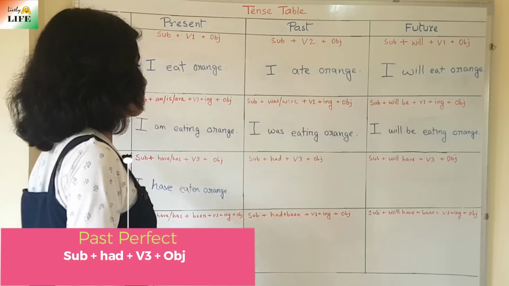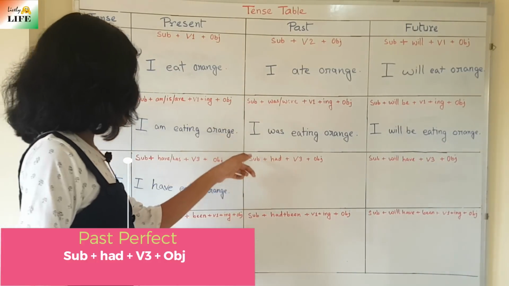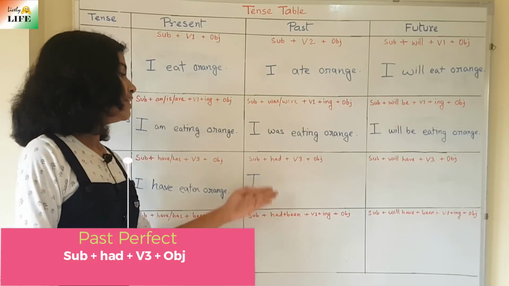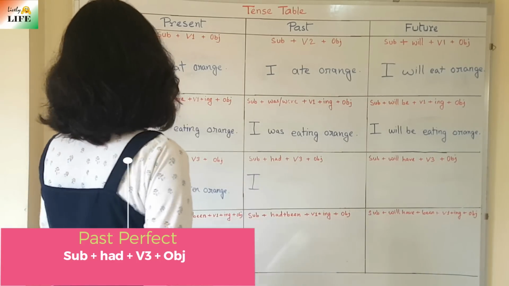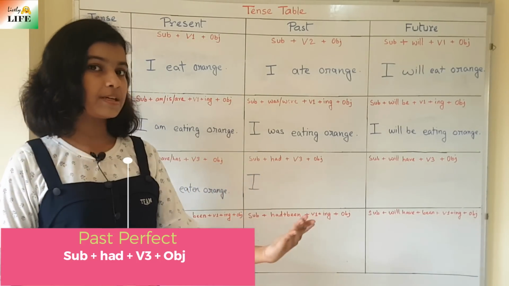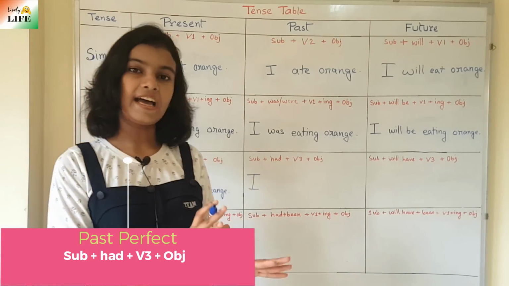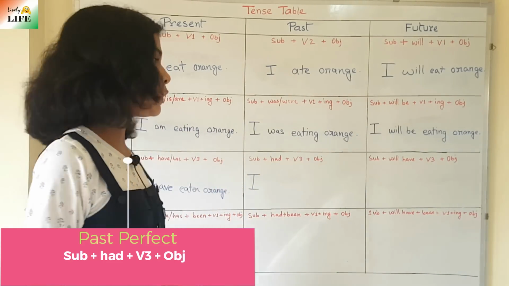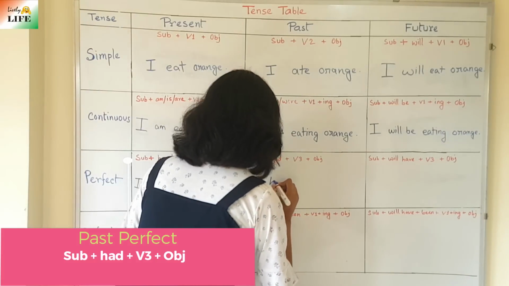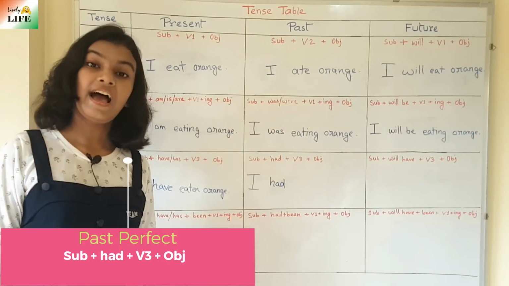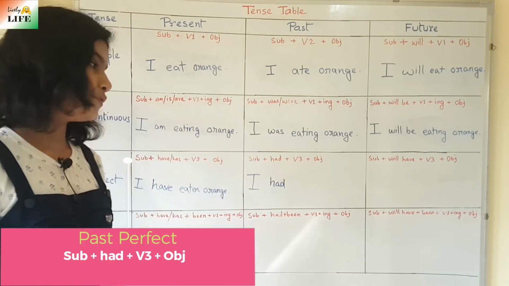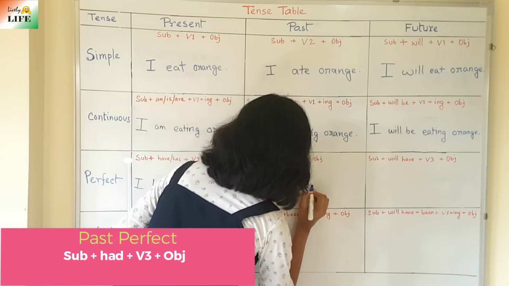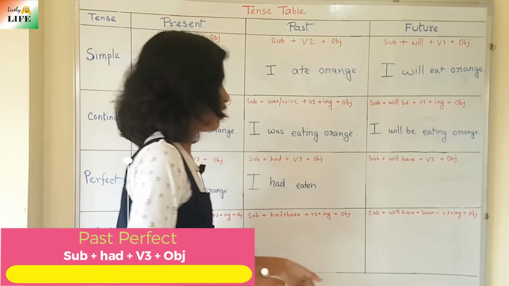Now let's move to past perfect tense. In past perfect tense, subject first, I, then had. In past perfect tense, there are no differences. Like after every subject, we are going to use had. I had, he had, she had, you had, they had. After everything, we are going to use had. So, I had. Then the third form of verb. The third form of eat is eaten. I had eaten. Then the object.